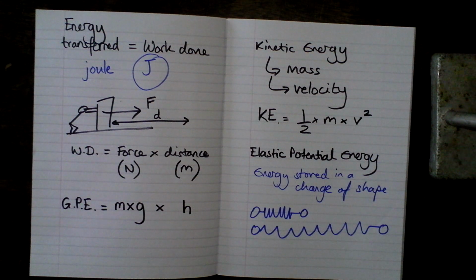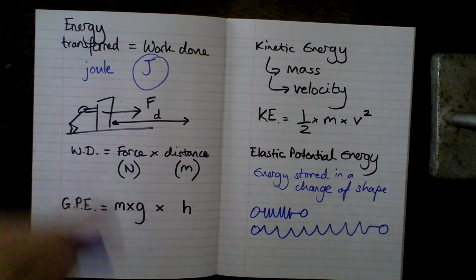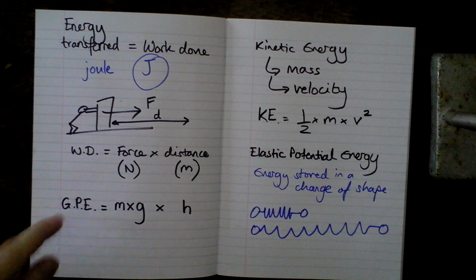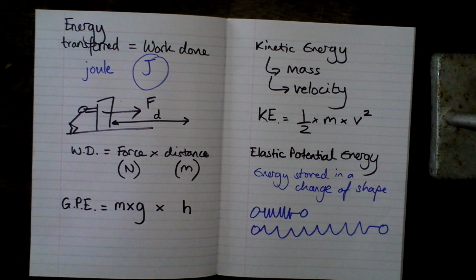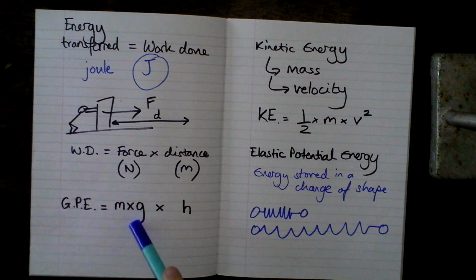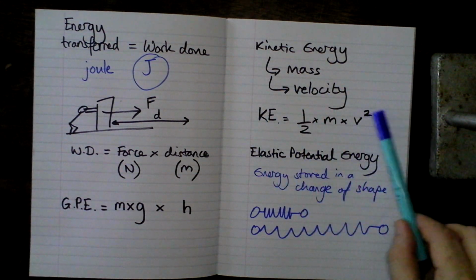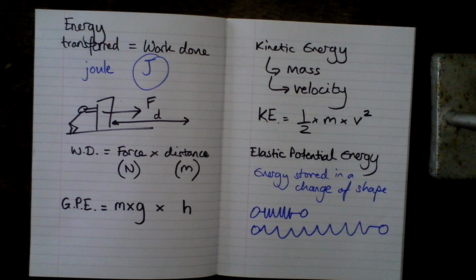So, energy, it's work done. It's the amount of energy that you give to something is the work you do on it, and that's force times distance. If you happen to be doing that vertically, the gravitational potential energy an object gains is mass times gravitational field strength times height, or weight times height. If something's moving, it has a kinetic energy, and that depends just on its mass and its velocity, according to this equation. And finally, elastic potential energy is just energy that's stored in a change of shape.